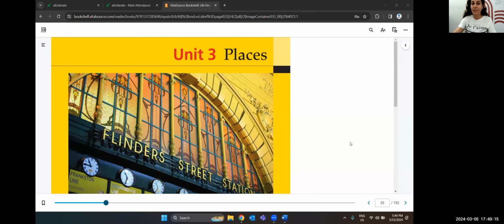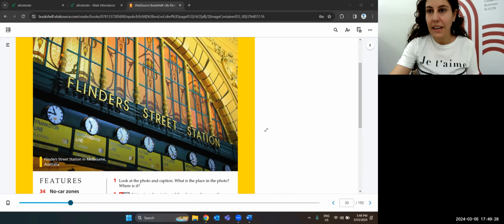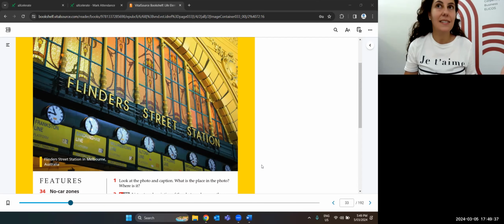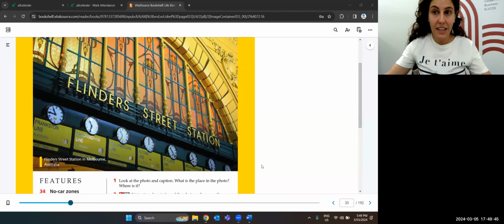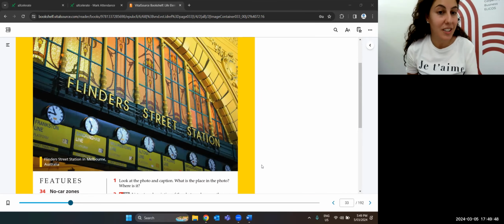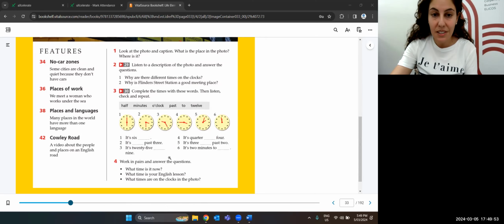This is what we were looking at, Flinders Street Station. And it's a place in Melbourne that is known as the meeting place because everybody knows it in Melbourne. So if you want to meet up with someone, you could say, I'll see you at the Flinders Street Station at 6 o'clock, at 10:30. So we're telling someone a location, where do we want to meet them, and at what time. So we looked at this photo. We looked at being able to tell the time.